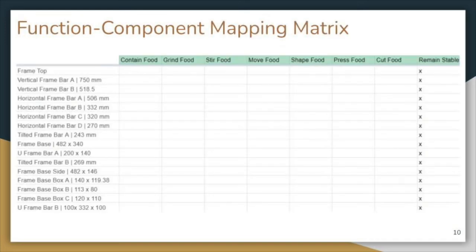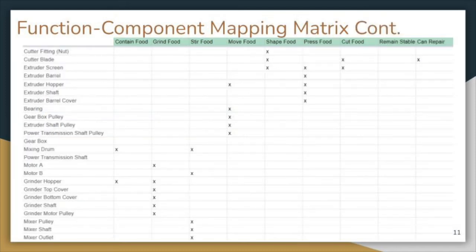So moving on to our function component mapping matrix, as you can see here, all the frame parts and their main function is to remain stable. And then on our next slide here, we have all the other parts and they have all the other functions.